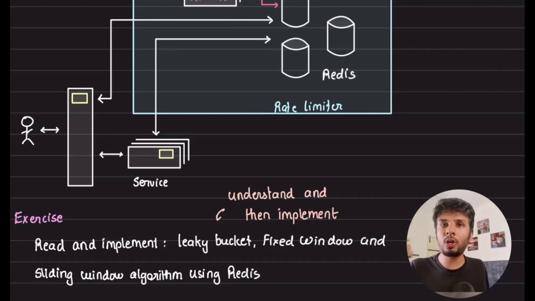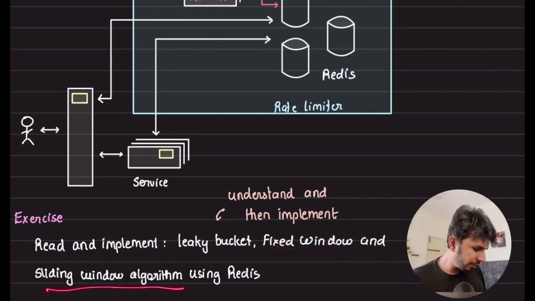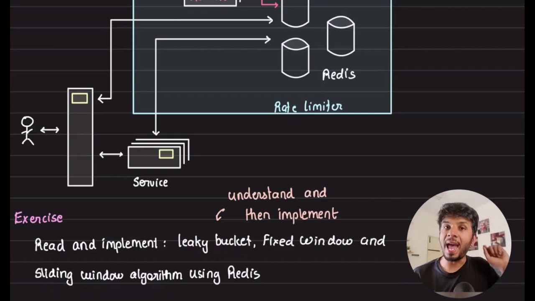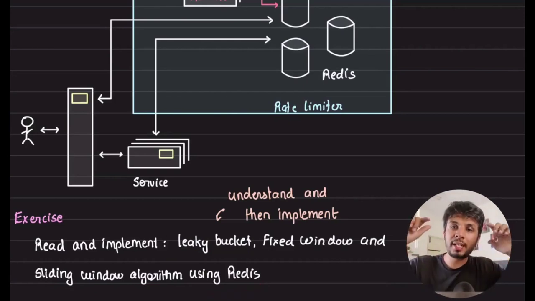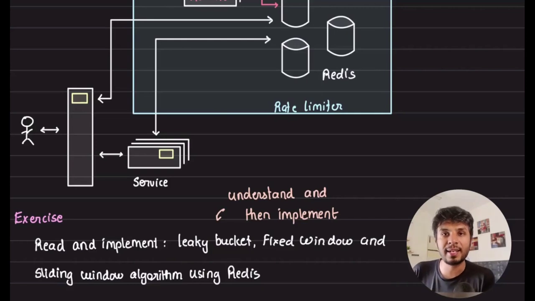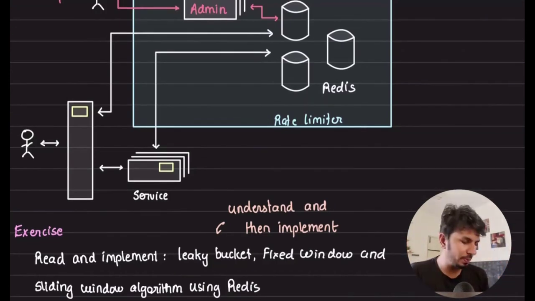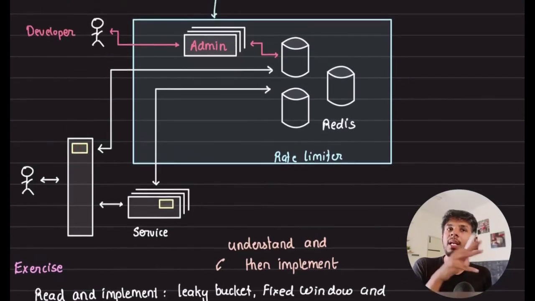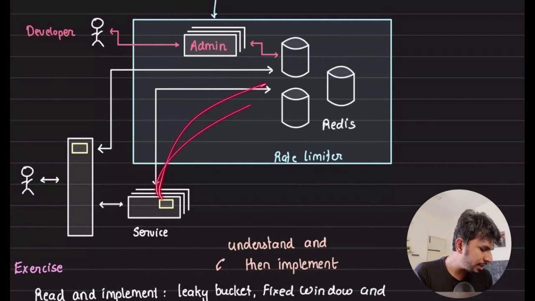So what I want all of you to do is read about the fixed window algorithm, sliding window algorithm and leaky bucket algorithm, and more importantly implement them on Redis. Write that code, because when you write that code you would have a very detailed understanding of how that algorithm works. At the end, that is exactly what a piece of code that you would write in this library, because you don't have a service. This library is doing that for you.